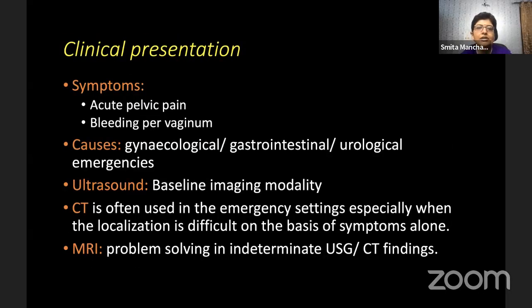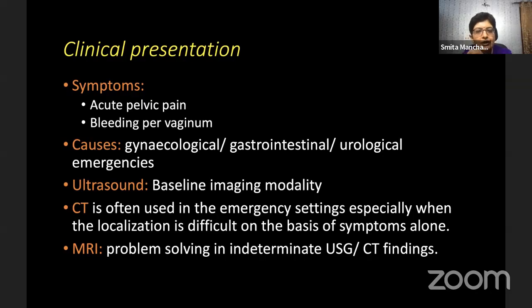The clinical presentation, as all of us know, would either be acute pelvic pain or bleeding per vaginum. The acute pelvic pain can have other non-gynecological causes, which can be gastrointestinal or urological. I will not be covering that, and ma'am would be covering the urological emergencies. I would be restricting myself to those etiologies which are gynecological in origin.